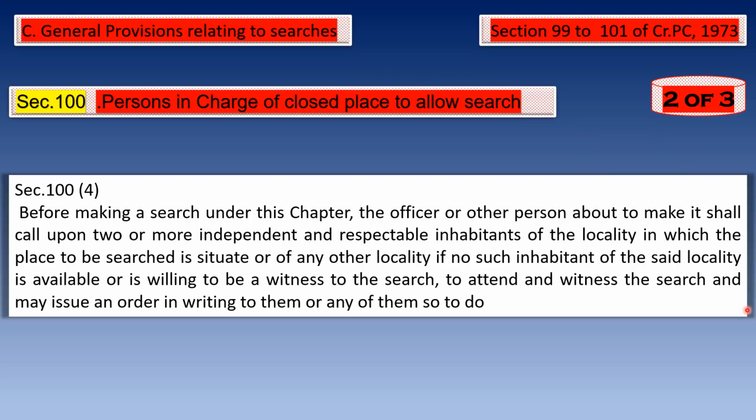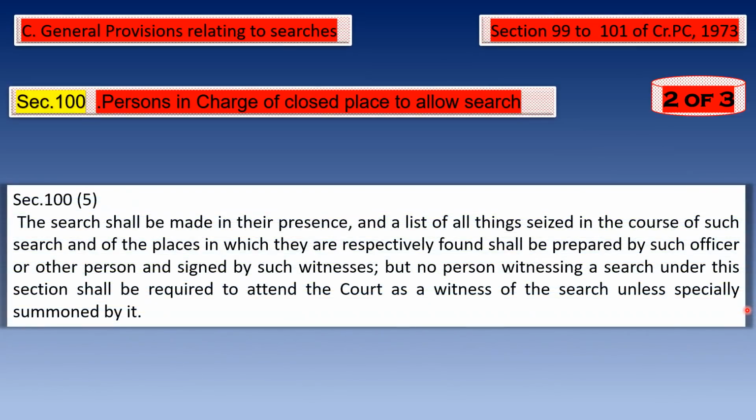Next comes subsection 5 of section 100 of Criminal Procedure Code 1973. The search shall be made in their presence, and a list of all things seized in the course of such search and of the places in which they are respectively found shall be prepared by such officer or other person and signed by such witnesses.